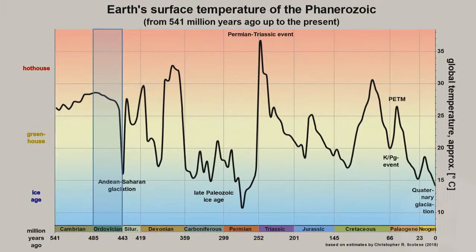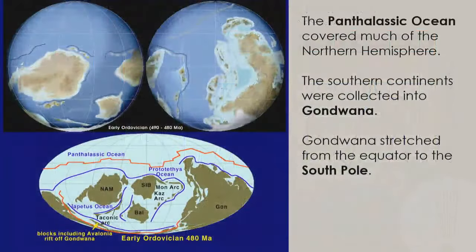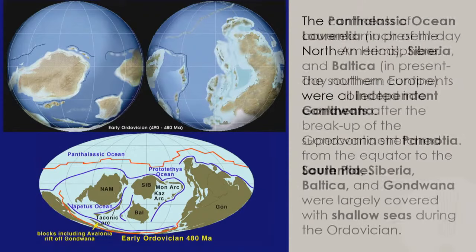The climate was very hot in the Ordovician period, with intense greenhouse conditions giving way to a more temperate climate in the Middle Ordovician, which also saw the highest sea levels of the Paleozoic. The Panthalassic Ocean covered much of the northern hemisphere during this time. The southern continents were collected into Gondwana.